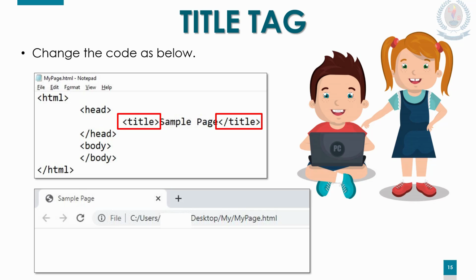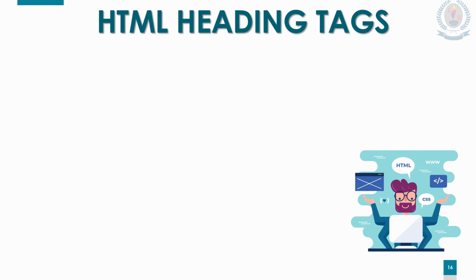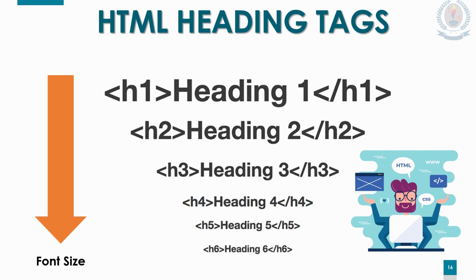And then HTML heading tags. There are 6 heading tags. The difference is when you give H1 with the heading, the font size is very big. When you give H2, that is less. It is reducing as you come to H6. So we can have 6 HTML heading tags in this HTML coding.